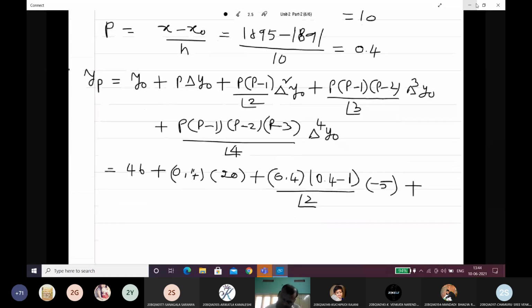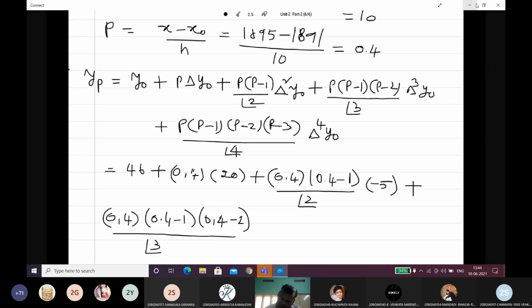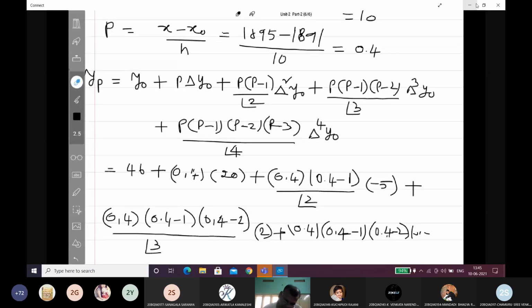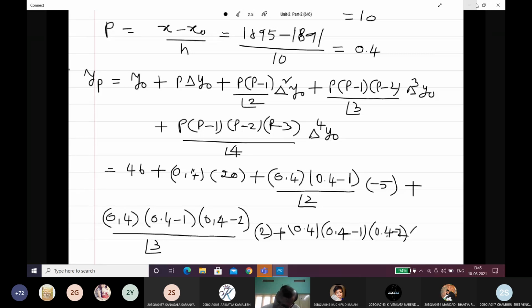Plus 0.4 into 0.4 minus 1 into 0.4 minus 2 by factorial 3 delta cubed y naught into 2, plus 0.4 into 0.4 minus 1 into 0.4 minus 2 into 0.4 minus 3 by factorial 4 into minus 3.